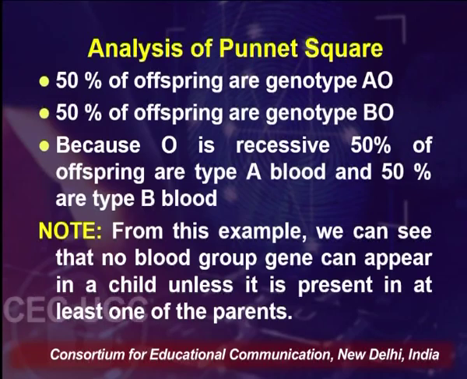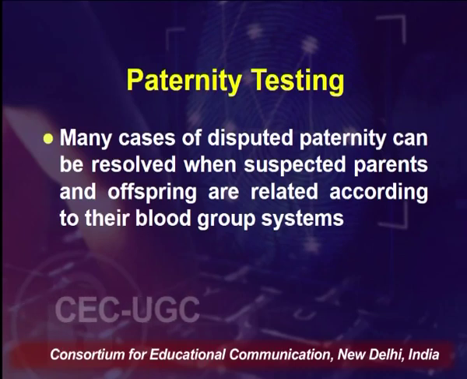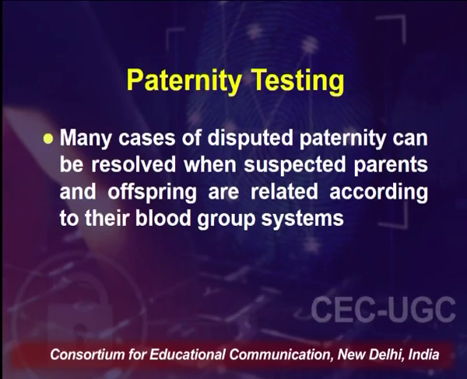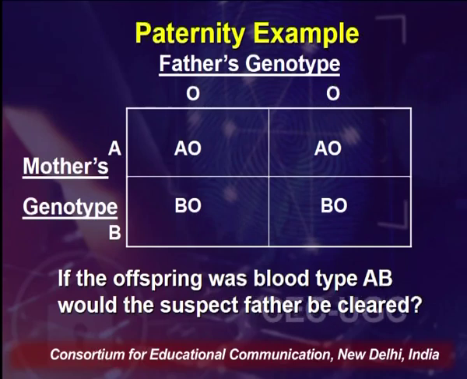As we have seen in the previous slide, a mother with blood group AB and a father with blood group O can have offspring with either A blood group or B blood group. So, this Punnett square helps us in analysis in the cases of paternity testing, through which we can tell whether this particular offspring belongs to the parents just on the basis of the blood grouping. If the blood group matches, then we have to go for further DNA testing or other testing. Many cases of disputed paternity can be resolved when suspected parents and offspring are related according to their blood group systems. For example, the father's genotype is OO and the mother's genotype is AB and the offspring could be either A or B.